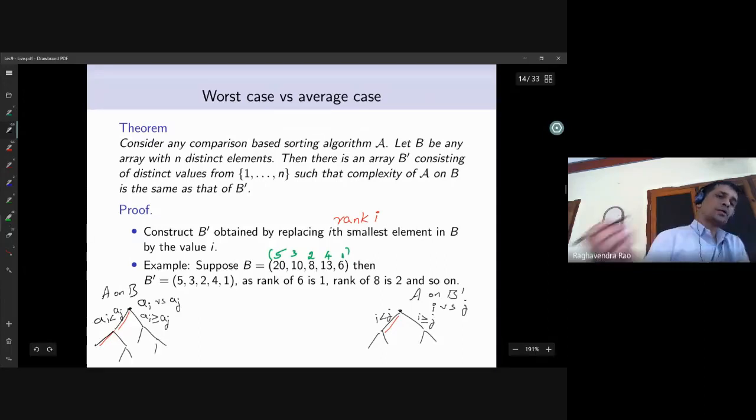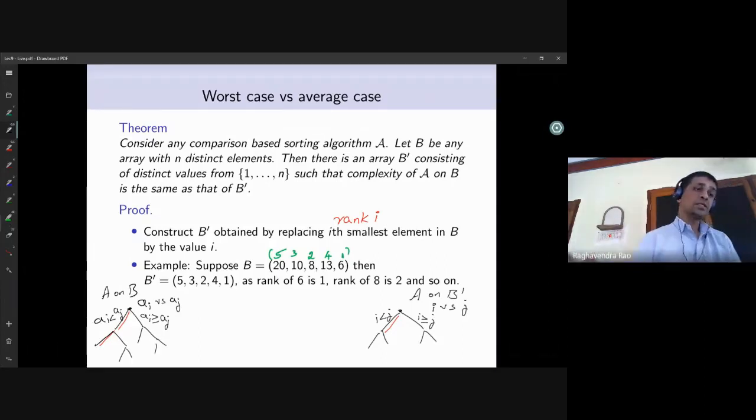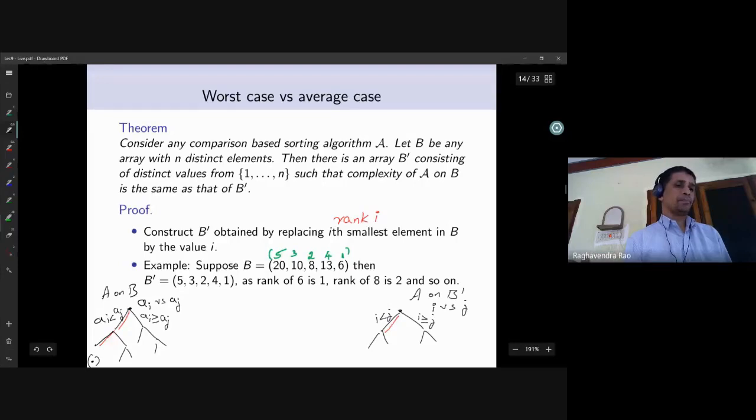It really does not matter. Or in other words, the algorithm won't be able to differentiate between B and B prime. Any comparison based algorithm will be oblivious to these two arrays. The behavior will be the same. When I say behavior, I mean the end node that you reach, the final output you are going to make, it's going to be the same.